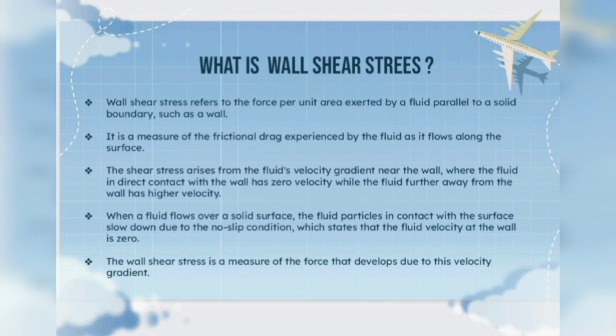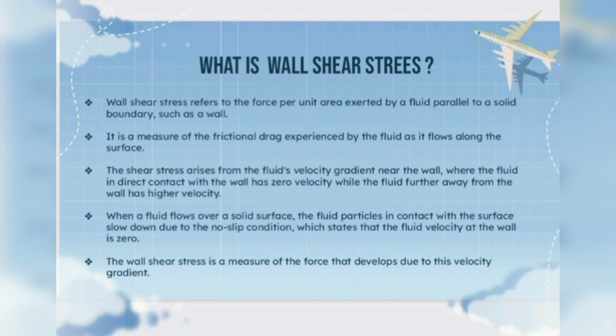Wall shear stress refers to the force per unit area exerted by a fluid parallel to a solid boundary such as a wall. It is a measure of the frictional drag exerted by the fluid as it flows along the surface. The shear stress arises from the fluid's velocity gradient near the wall, where the fluid in direct contact with a wall has zero velocity while the fluid further from the wall has higher velocity.